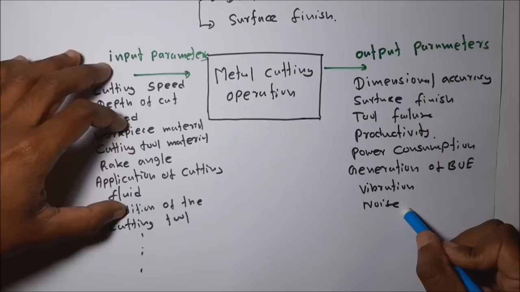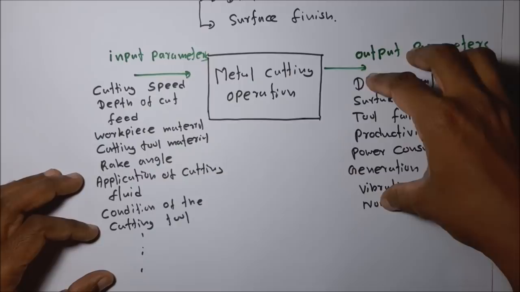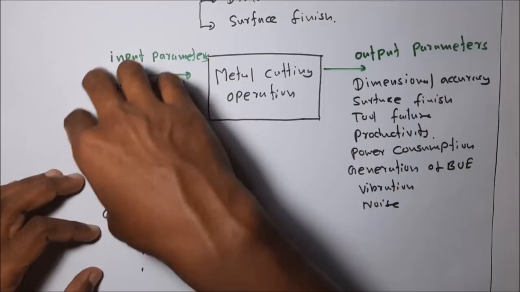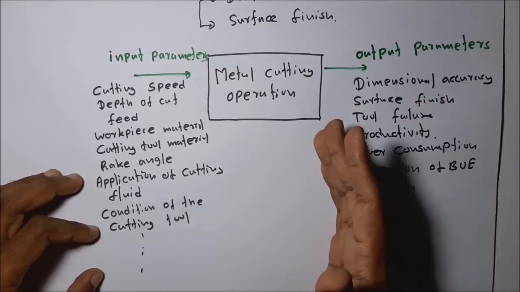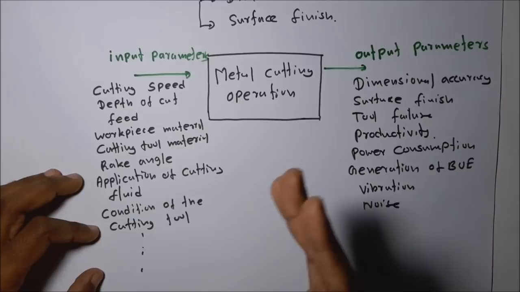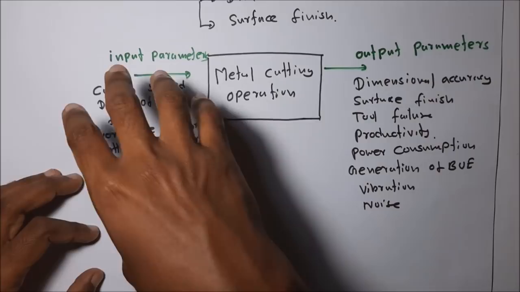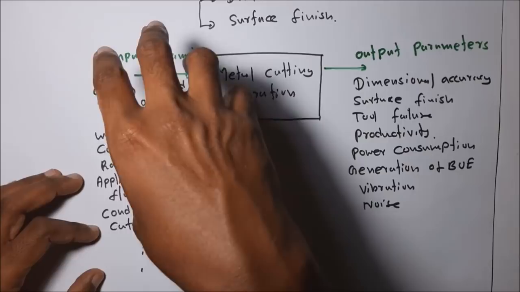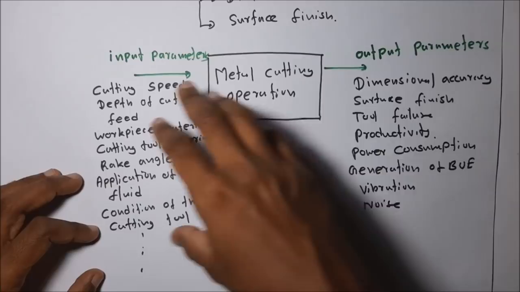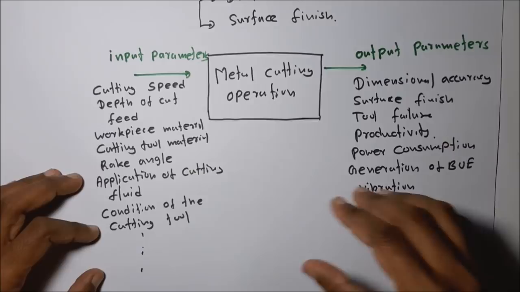That means to achieve better output from the metal cutting operation, we are managing these input parameters. To manage these input parameters, you should have knowledge in theory and also in practice. Under this subject we are learning how to select optimum parameter values for the input parameters to get better output from the metal cutting operation.